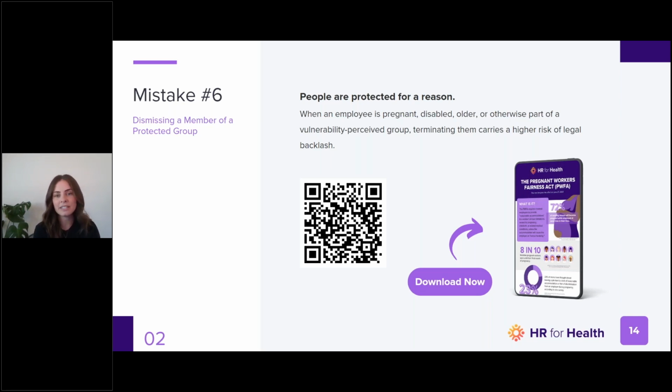Maybe they were previously on disability leave and now they're back, but it's only been 3 months since they've been back. That would still be considered risky because it could be considered retaliation for that disability leave. So just these things to keep in mind.